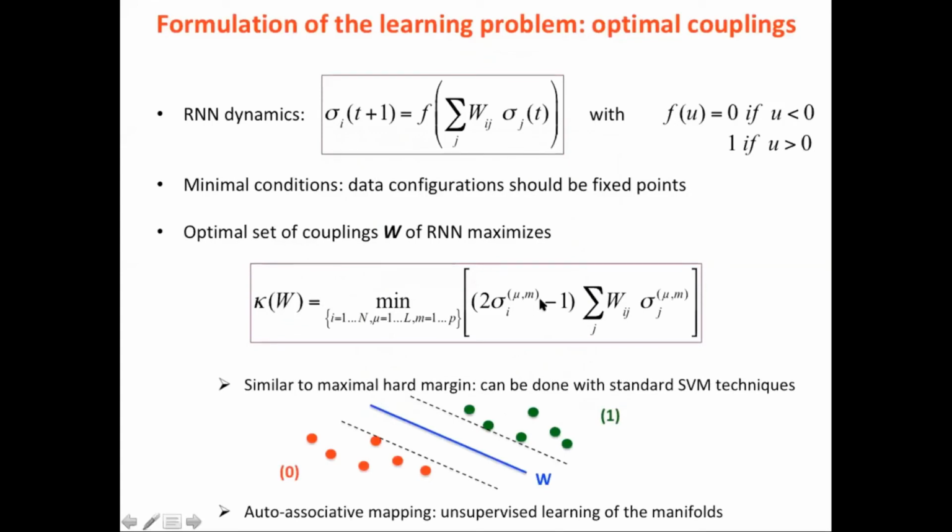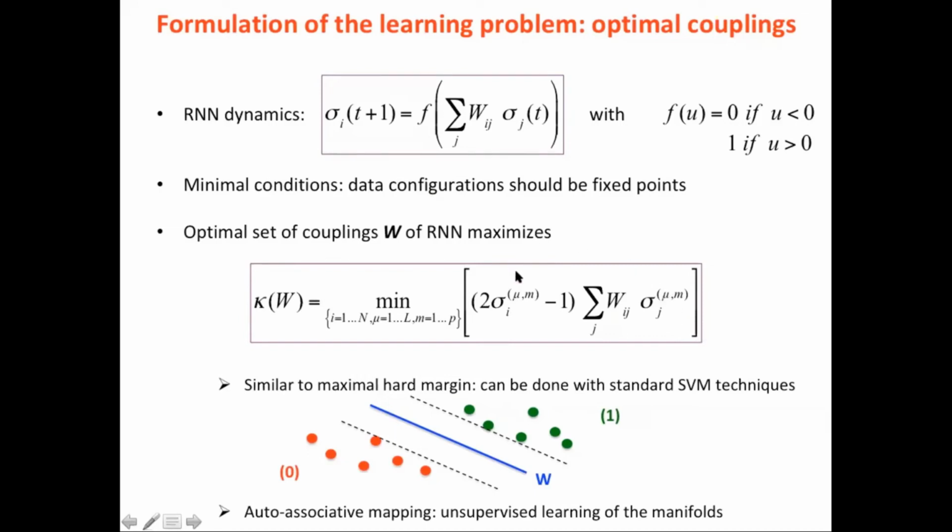So how do we understand this condition? Well, we take this argument here. If it's positive, and we want the output to be positive, then you see that 2 sigma minus 1 will be 2 times 1 minus 1, which is 1. If we want the argument to be 0, then we multiply by minus 1, which is twice 0 minus 1. So what we want is that this product here should always be positive, and we want this to be as positive as possible.